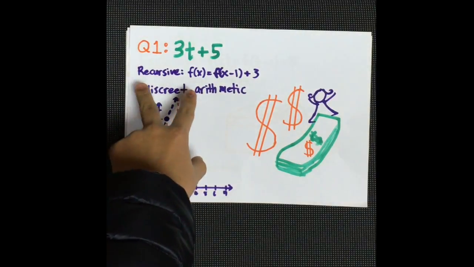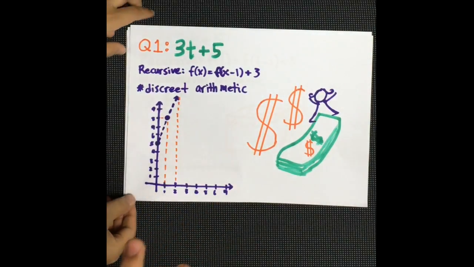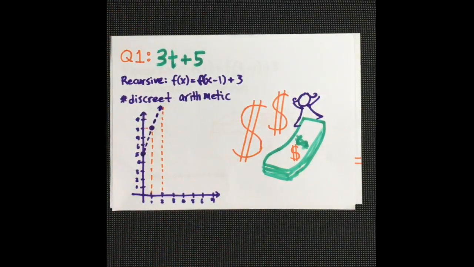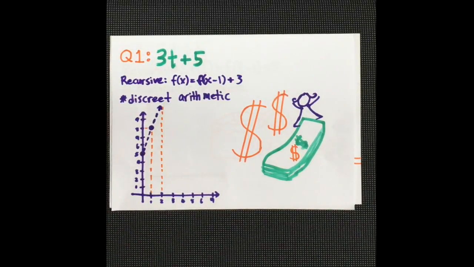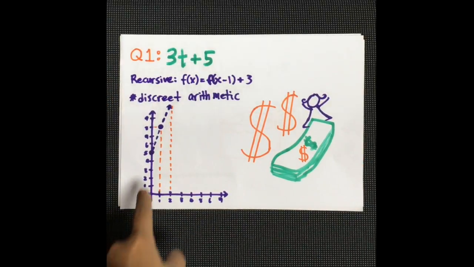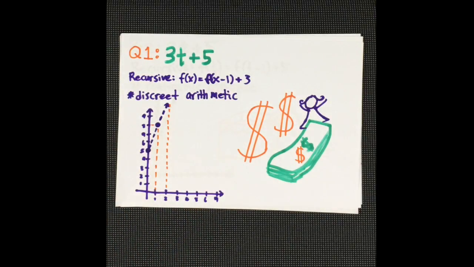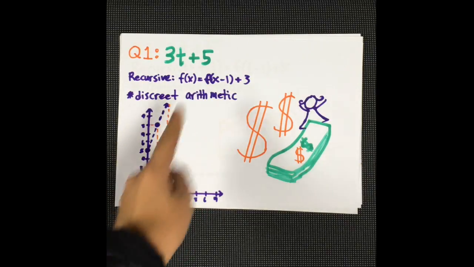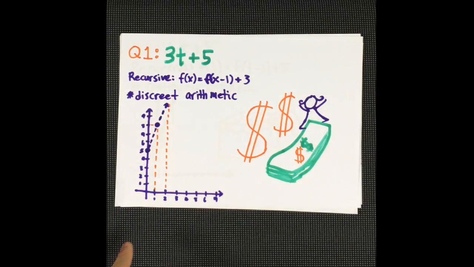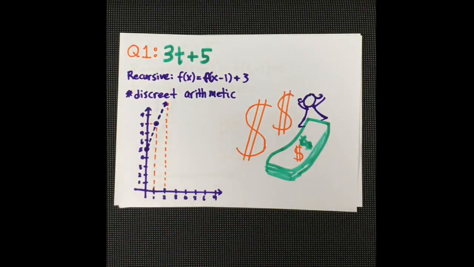So then for this, the recursive formula would be f of x is f of x minus 1 plus 3, which is basically the previous number plus 3, the previous day plus 3. Now as you can see from this graph, this makes a discrete arithmetic sequence where none of these points are connected. I just drew a line here to make it look good. Actually, there aren't any spaces in between because you can't have 1.5 of a day or something like that.